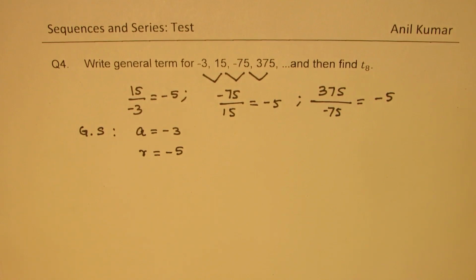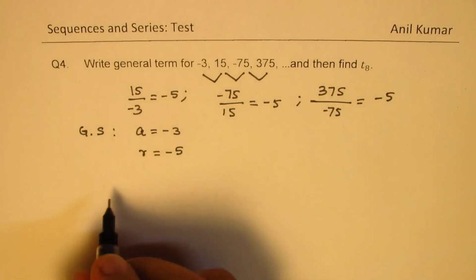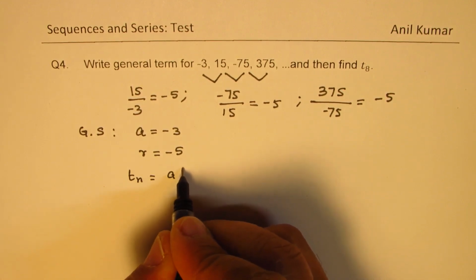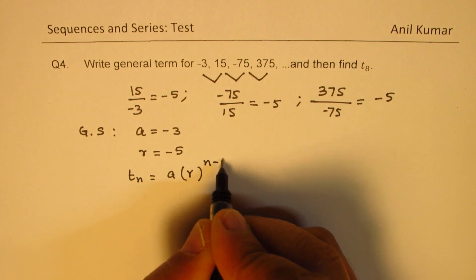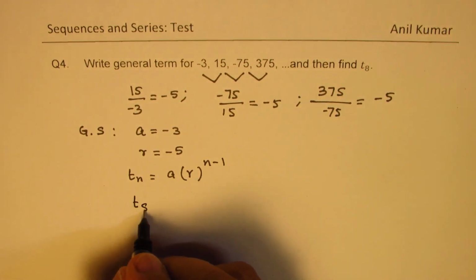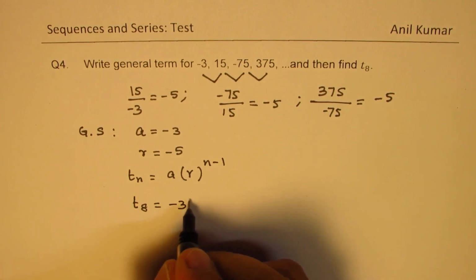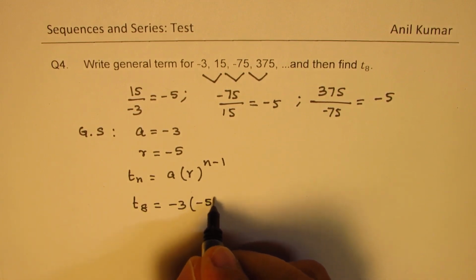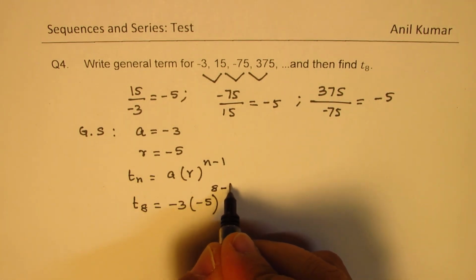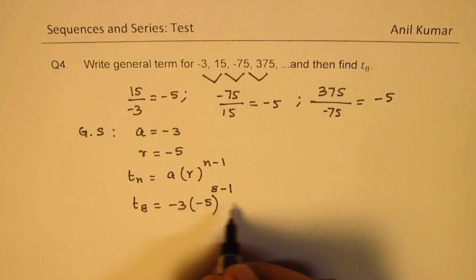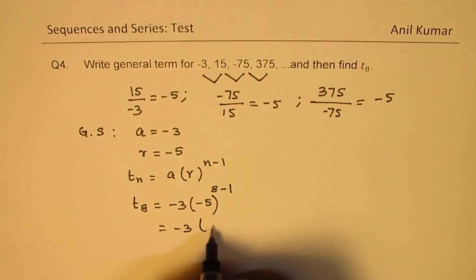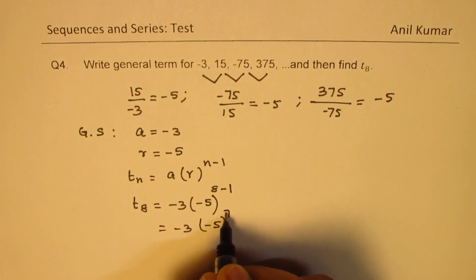Correct? So since it is a geometric sequence, we can write that the general term is A times R to the power of n minus 1. We need to find the 8th term, right? So T8 will be equal to minus 3 times minus 5 to the power of 8 minus 1, correct? And this can be calculated using the calculator. So we have minus 3 times minus 5 to the power of 7, correct?